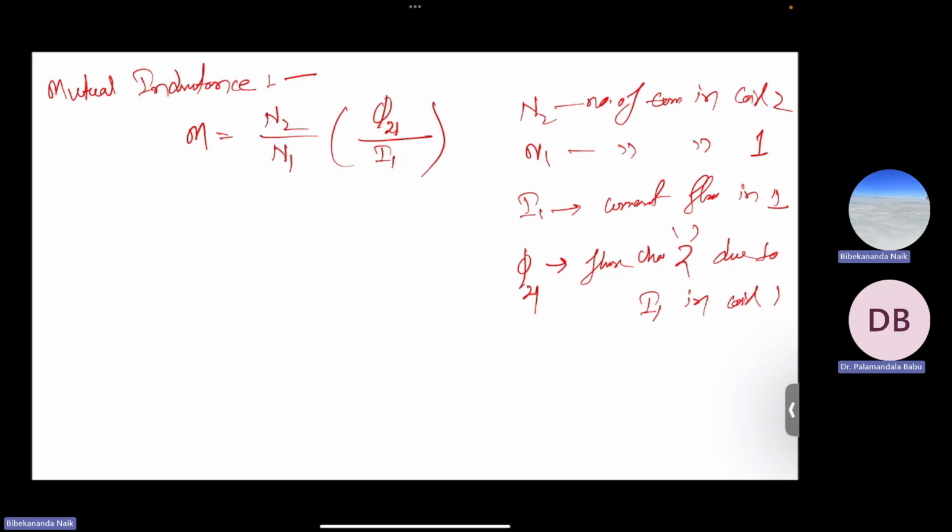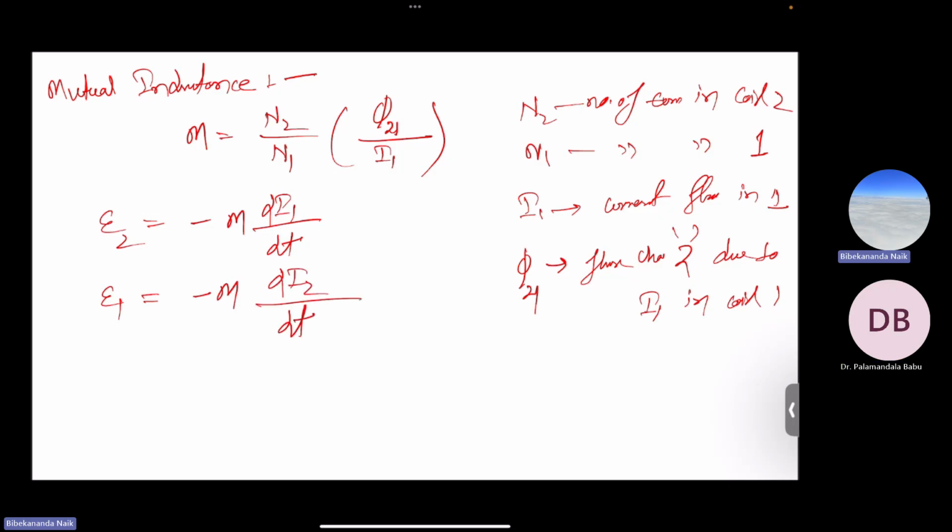And for the induced EMF in coil 2, E2 is given as minus M dI1 by dt, and similarly E1 can be written as minus M dI2 by dt. The two coils have the same mutual inductance. And if the two coils have self inductance L1 and L2, then the mutual inductance is M equals K root of L1 L2, where K is called the coupling constant.